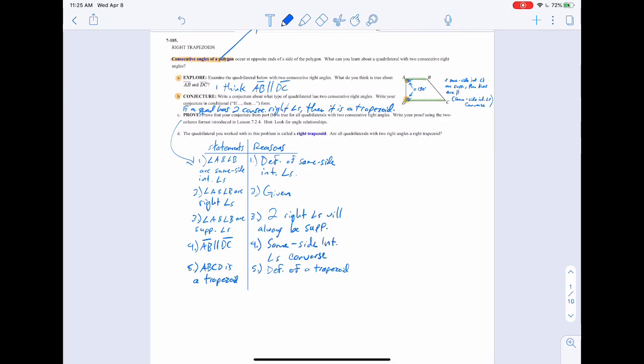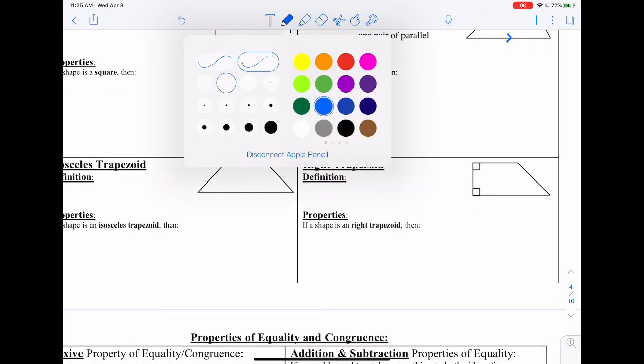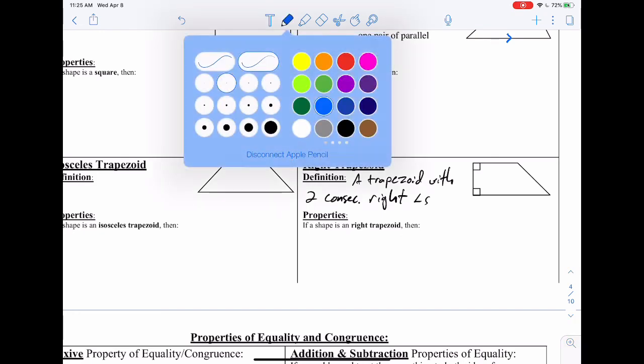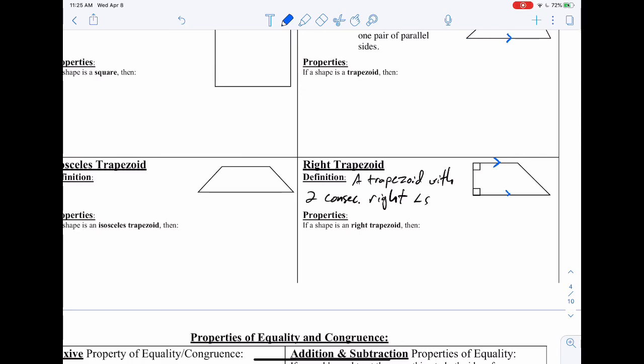So now let's go to our toolkit and add the definition of a right trapezoid, which would be a trapezoid with two consecutive right angles. And we can add our parallel arrows to that because we just proved if those two angles are 90-degree angles, then opposite sides are parallel because of the same side interior angles converse.